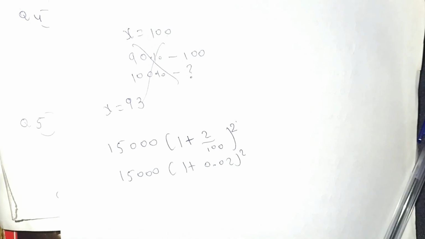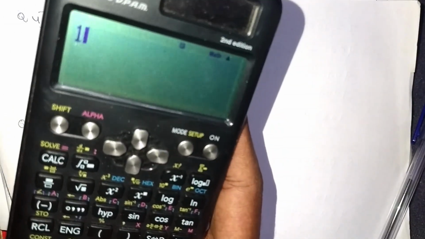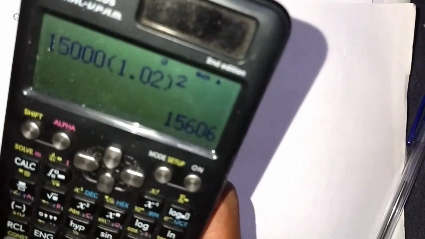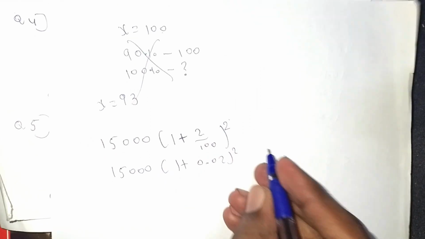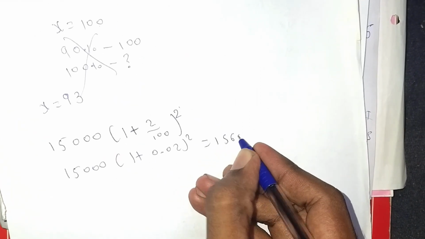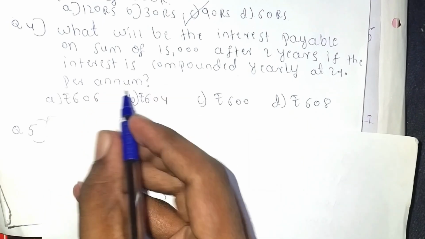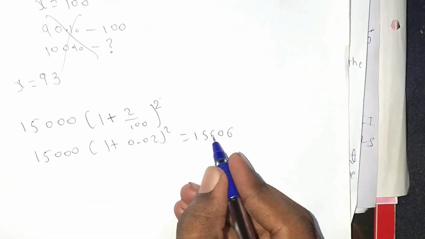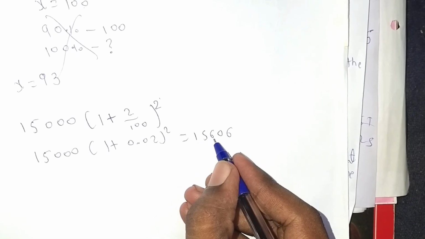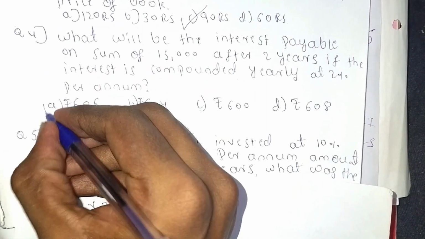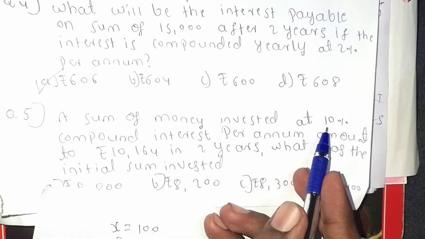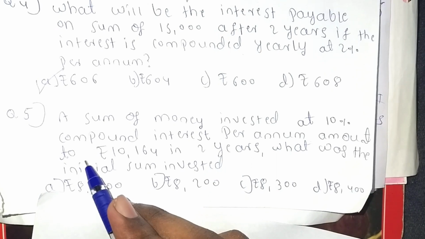This is 15,000 into 1 plus 2 divided by 100, which is 0.02, whole square. So let's check the answer here. That is 15,000 into 1.02 whole square, that is 15,606. Here the total is 50,000 rupees, but we get 15,606, so this 606 is the profit.